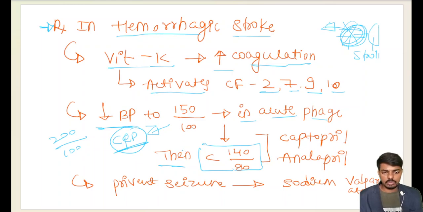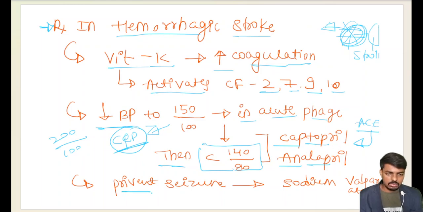Okay, then following the acute phase we will keep the BP less than 150 by 90, 140 by 90, by giving antihypertensives. The drugs of choice here are captopril and enalapril. These are ACE inhibitors, angiotensin converting enzyme inhibitors. So these medications will be used to decrease the BP.